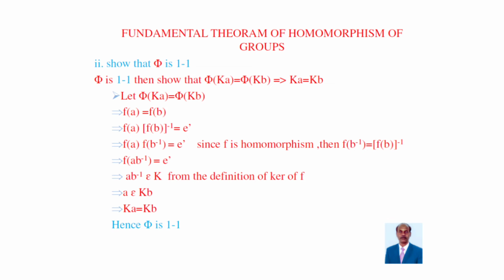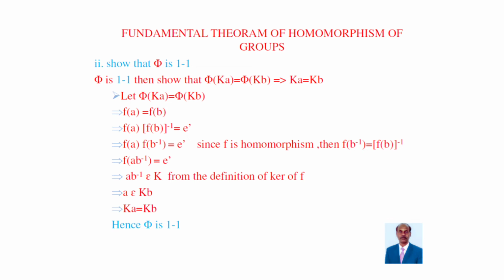Then using the right coset definition, ab inverse belongs to K means a belongs to Kb. Again using the right coset definition, a belongs to Kb means Ka equal to Kb. So now we have verified that pi of Ka equal to pi of Kb implies Ka equal to Kb. Therefore pi is one-one.